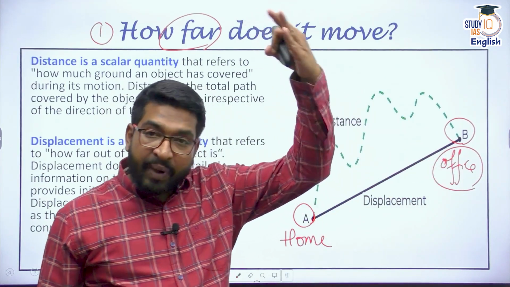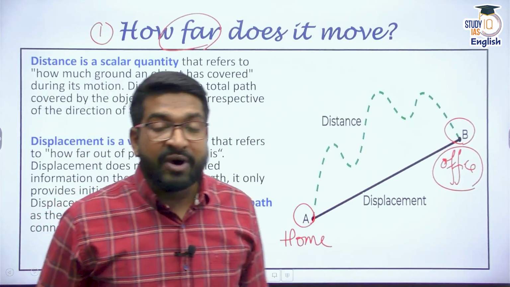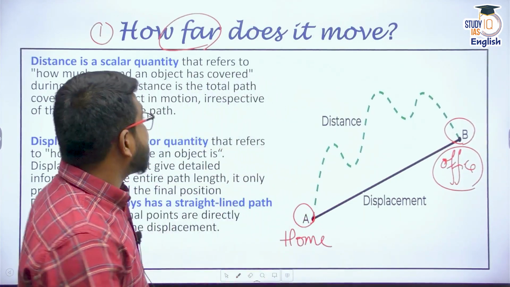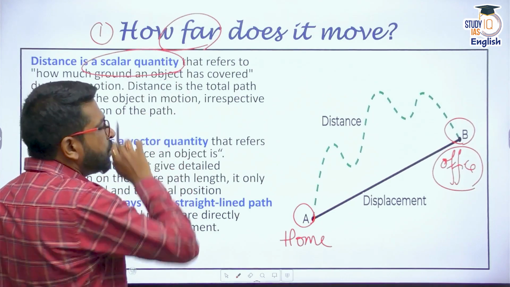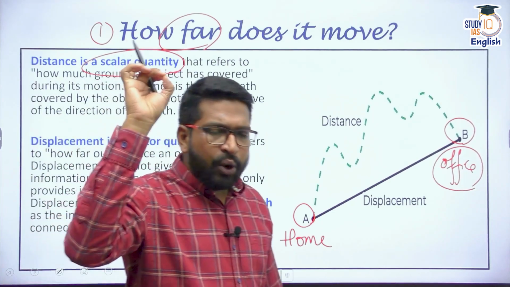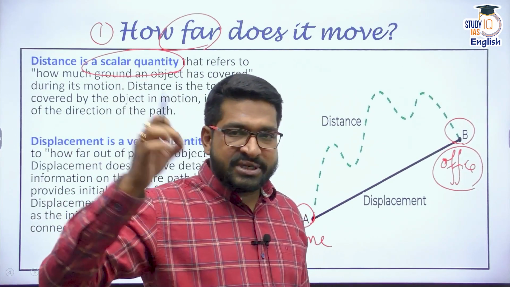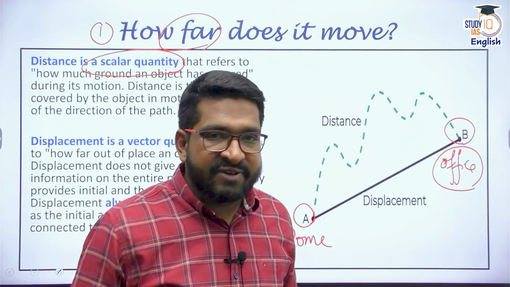We define two parameters to understand this motion. One is called distance. Distance is a scalar quantity. Here, I do not look at the direction. I only look at how much distance, how many meters I have covered.